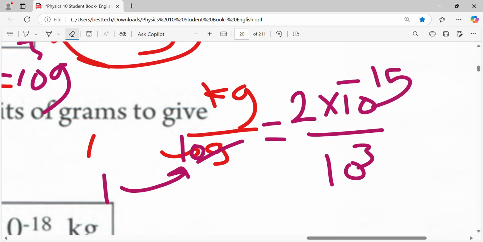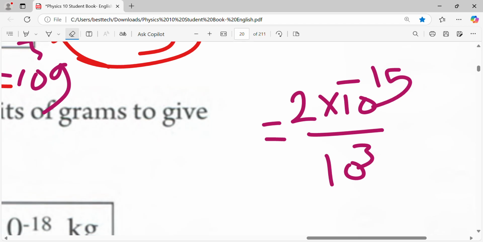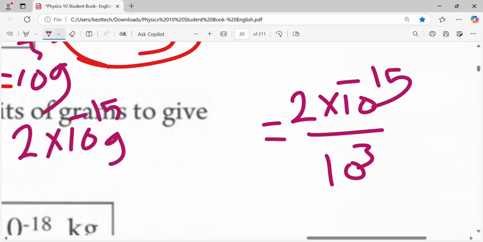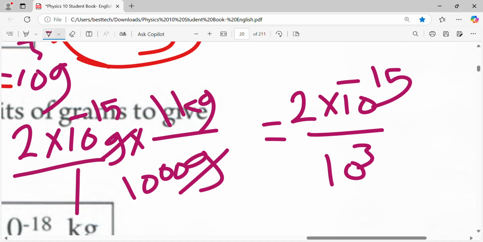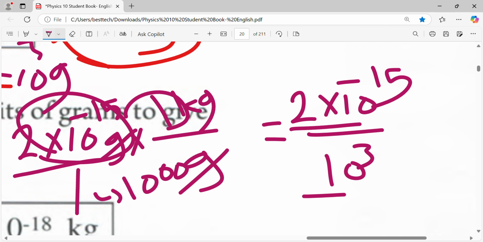So look again, 2 times 10 power negative 15 gram times 1 kilogram over 1000 gram. The gram would cancel, guys. This down is 1. 1 times 1000 or 1 times 10 power 3 still 10 power 3. The up is left. This number times 1 still is the same number.